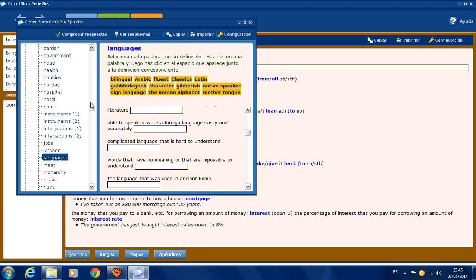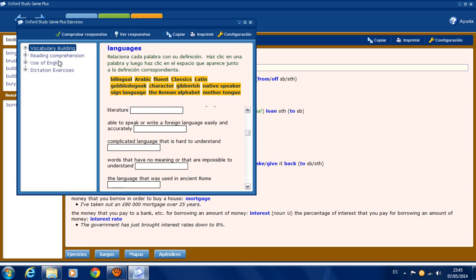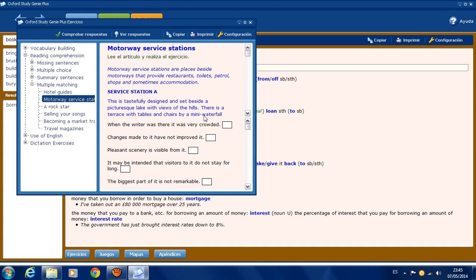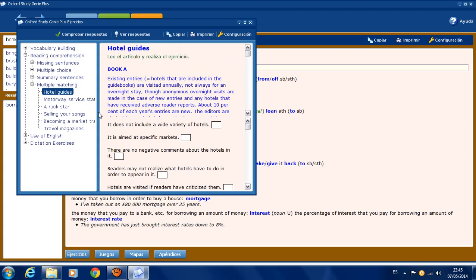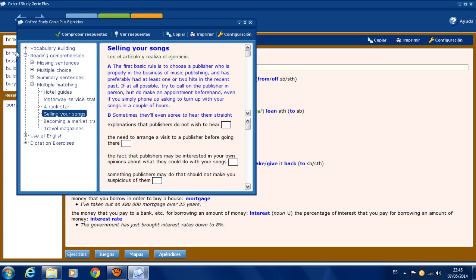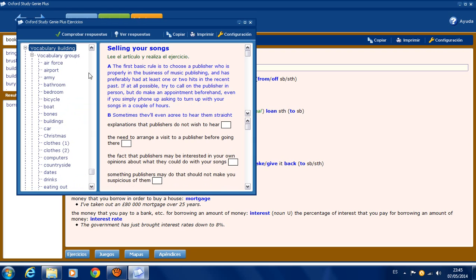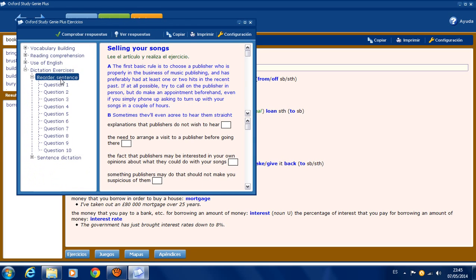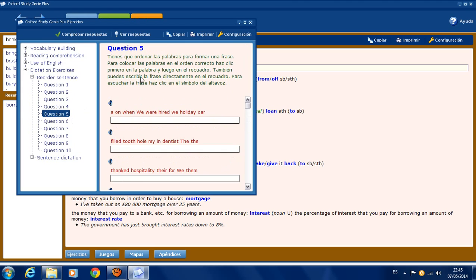You go up again. You click on vocabulary building. Let's say that you have reading comprehension. Then you have a number of activities there. Missing sentences, multiple choice, summary sentences, multiple matching, hotel guides, selling your songs. You will probably explore these sections in depth in your class.